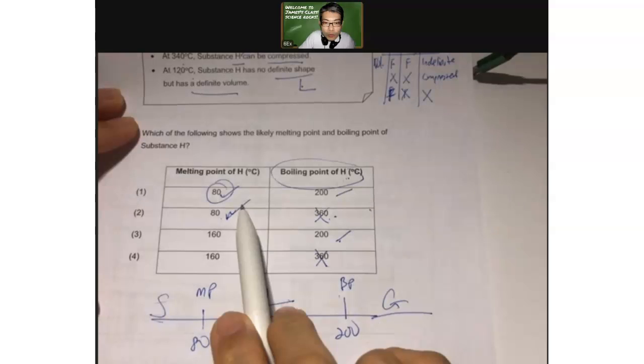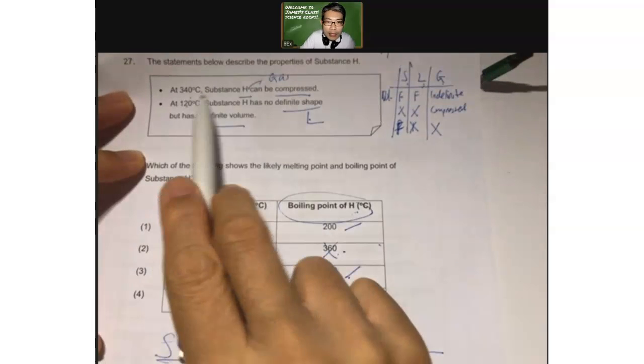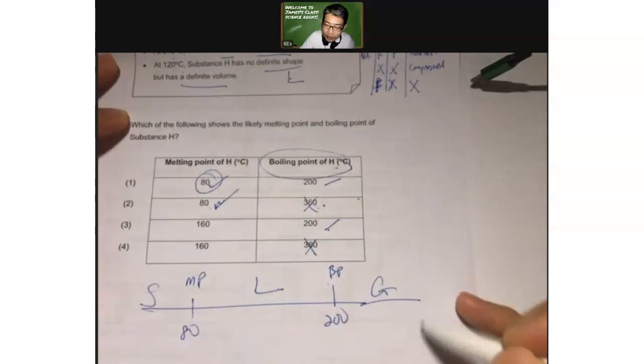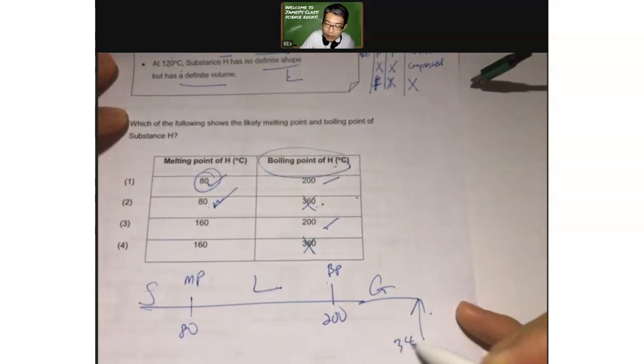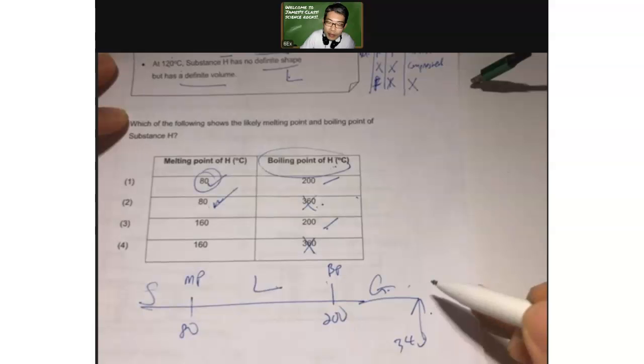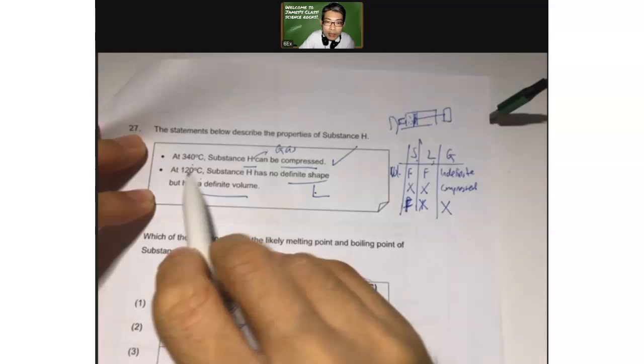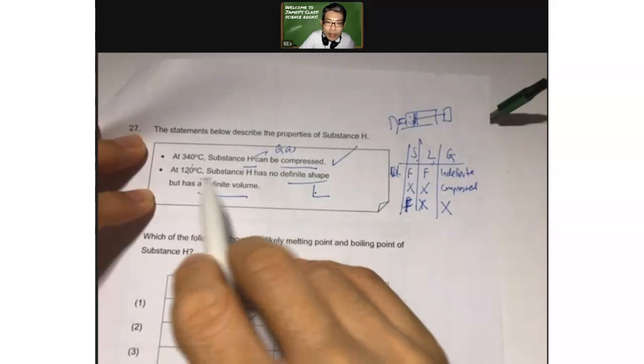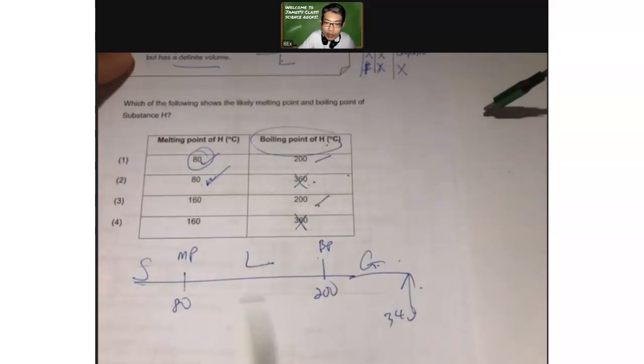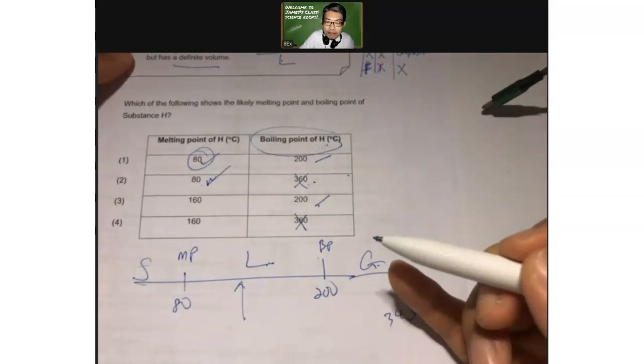So if my answer is 1, I'm saying that at 340, H can be compressed. 340 is here, right? Gas can be compressed. This is true. At 120, H has no definite shape and definite volume. So at 120, H is a liquid. 120 is between these two. It's a liquid. This checks out, so my answer 1 is correct.